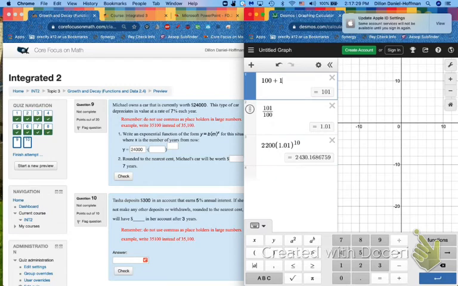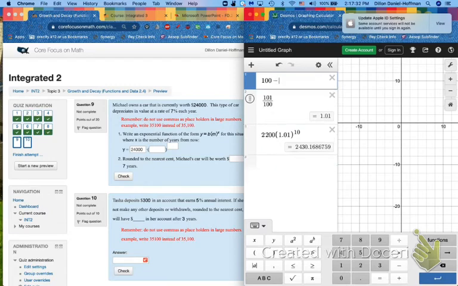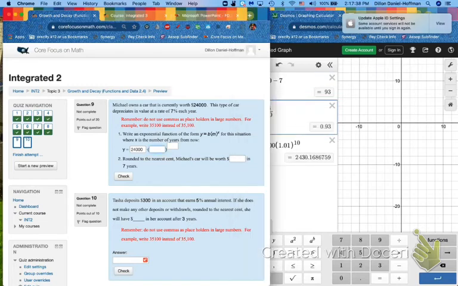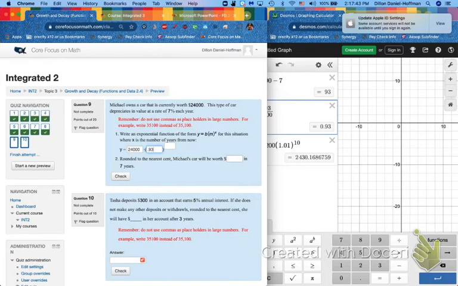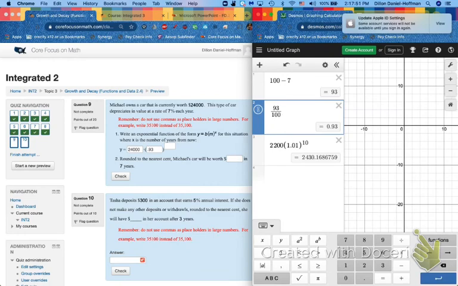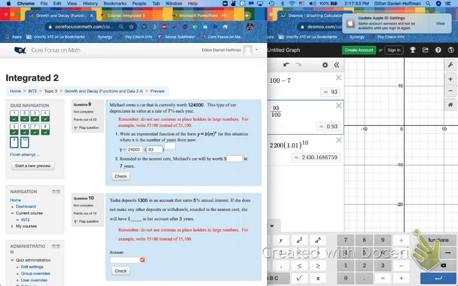And we want to, right off the bat, figure out our multiplier. So I'm going to subtract 7 because it's depreciating. So I have 93 out of 100. That's 0.93. I'm going to bring this over a little bit so you can see that calculation. There you go. And then we type in X here, as we always do.